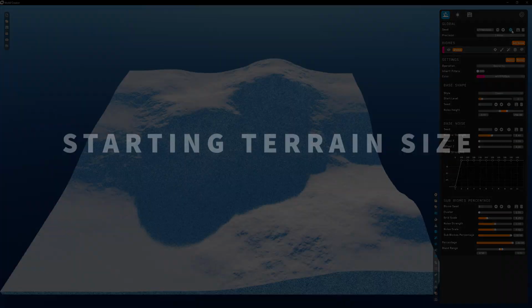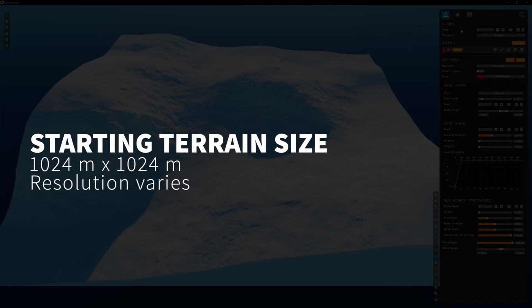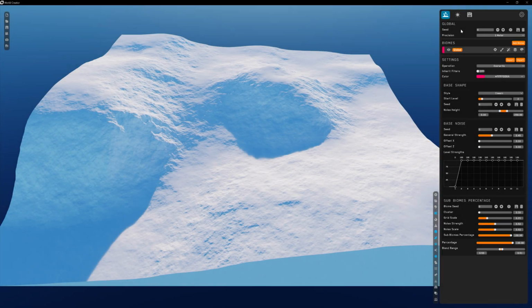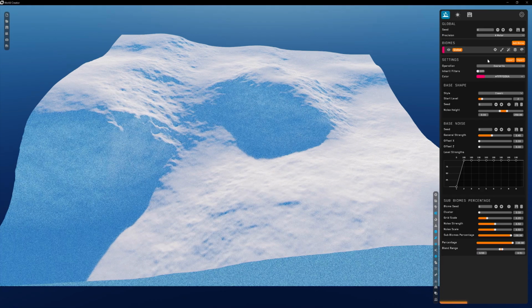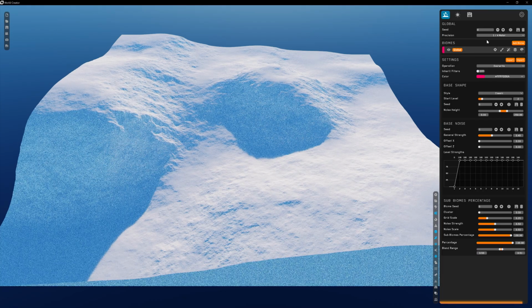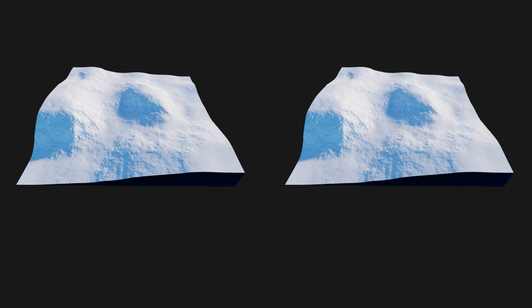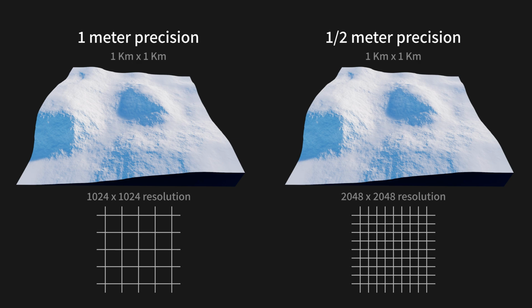The starting terrain size on screen is 1024 by 1024 meters, but later on, we will be able to change this along with incorporating this terrain into tiles for much larger terrains. Next is our precision setting. This lets us determine the terrain's resolution, or in other terms, determine how dense the mesh quads would be for the terrain. For example, the terrain to the left is our starting terrain based off 1 meter of precision, while the terrain on the right is based off a half meter of precision. Both terrains are the same physical size of 1 kilometer by 1 kilometer, but the half meter precision terrain has double the amount of quads, meaning it is double the resolution.